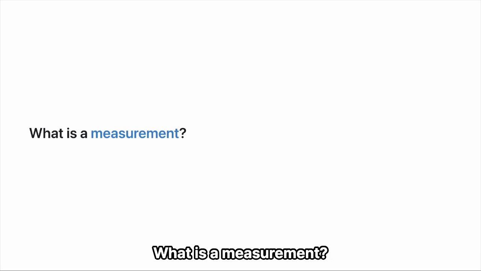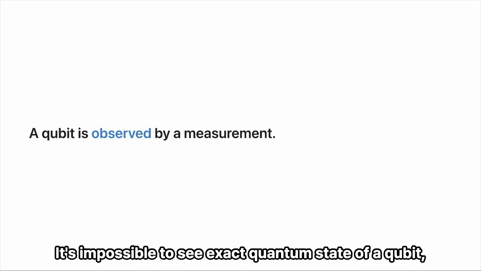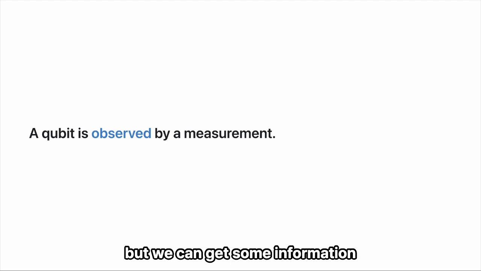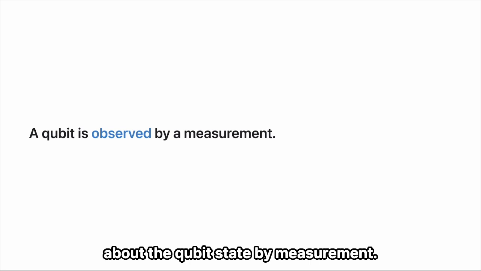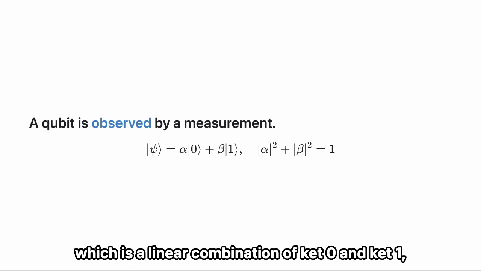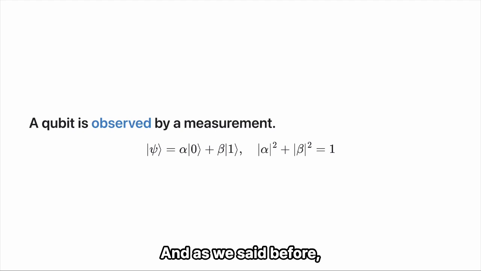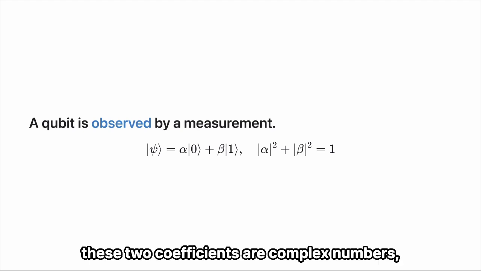What is a measurement? A qubit is observed by a measurement. It's impossible to see the exact quantum state of a qubit, but we can get some information about the qubit state by measurement. So let's suppose that we have quantum state cat psi, which is a linear combination of cat 0 and cat 1 with two coefficients, alpha and beta. And as we said before, these two coefficients are complex numbers.